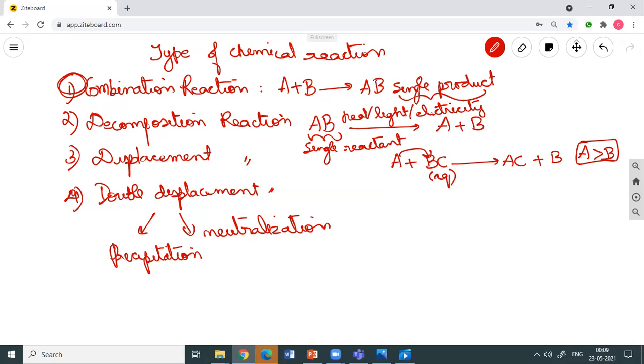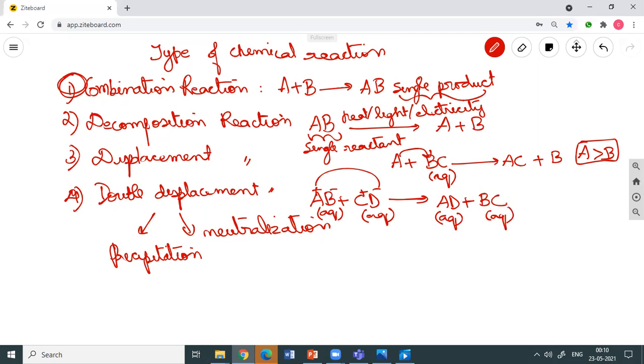Next, double displacement reaction, children. Double displacement reaction is when the exchange of ions takes place. So here, these are all aqueous solutions. We'll discuss this in detail also. Whenever there's an aqueous solution, there'll be ions, plus minus plus minus. So we always know that plus and minus have an attraction. So here A plus and D minus exchange the ions and form AD and BC. So these are also in aqueous form.